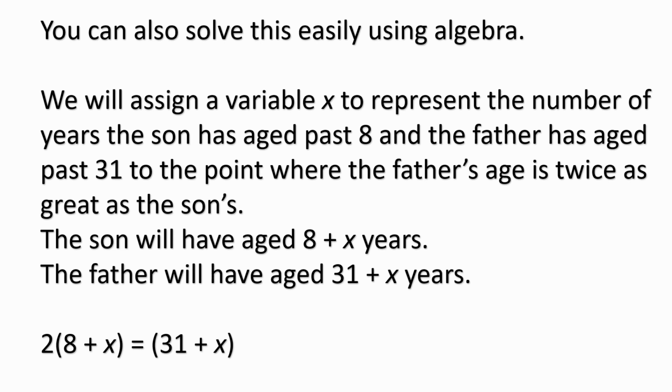So if we think about it here, if x is how many years it's taking to do that, the son's going to have aged 8 plus x years. He's 8 when we started this, and then some number of years later, we're going to call it x, 8 plus x, however many years that is. The father will have aged 31 plus x years. So remember, basically the equation we'd end up with would be 2 times the quantity 8 plus x equals 31 plus x.